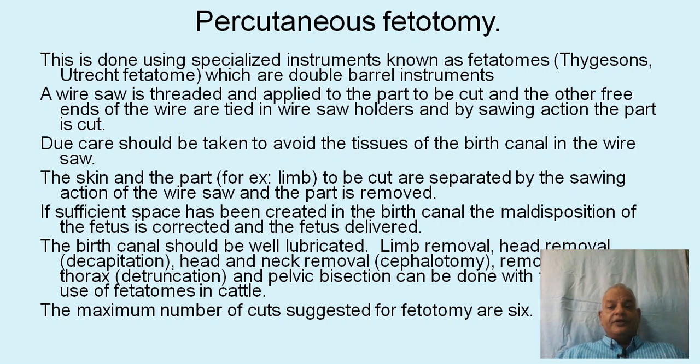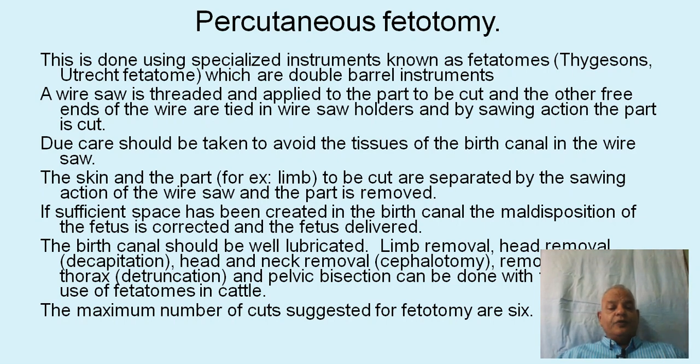The skin and the part to be cut are separated by the sawing action of the wire saw, and the part is removed. If sufficient space has been created in the birth canal, the maldisposition of the fetus is corrected and the fetus is delivered. The birth canal should be well lubricated. Limb removal, head and neck removal, removal of the thorax and pelvic bisection can be done by the use of fetotomes in cattle. Different names are given.